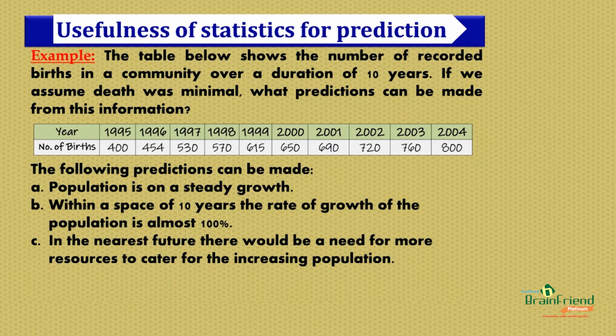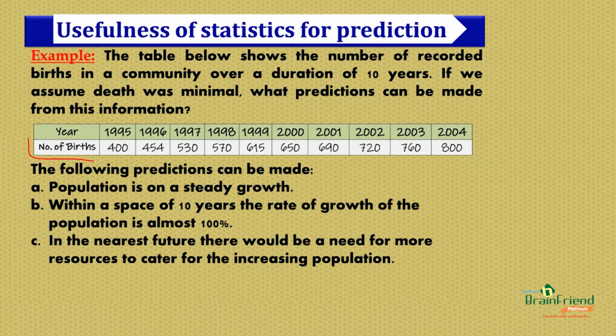The table below shows the number of recorded births in a community over a duration of 10 years. If we assume death was minimal, what predictions can be made from this information? You can see our table that shows us the record of births in several years over a 10-year duration. Now, from this table, we can make the following predictions.